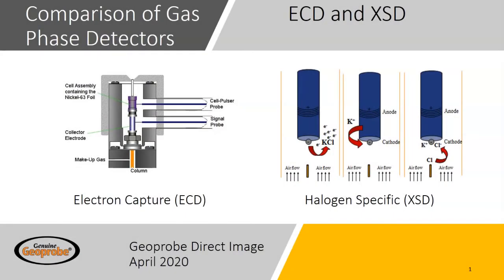This video is created to provide some insight into two very different detectors which have been used on the membrane interface probe systems throughout the years. First, the electron capture detector, and now more commonly the halogen-specific detector, have been used with MIP for the detection of halogenated solvents, which are commonly found as environmental contaminants.